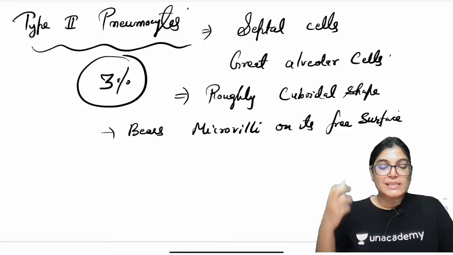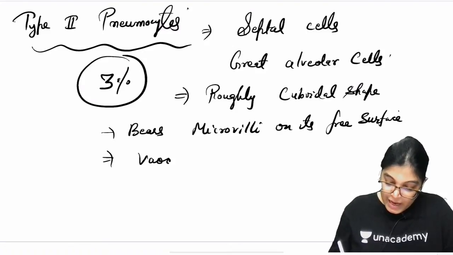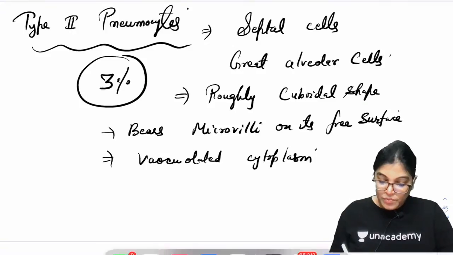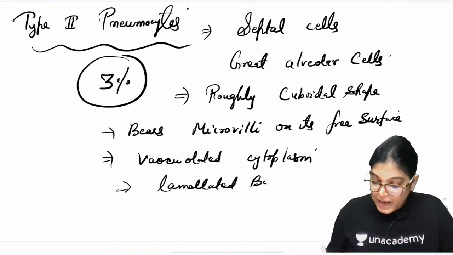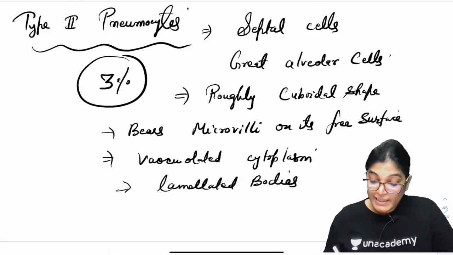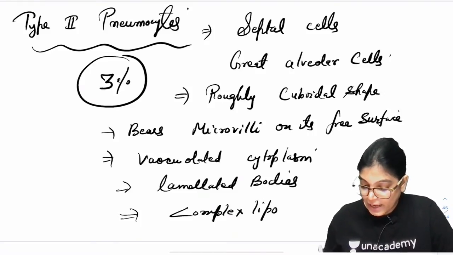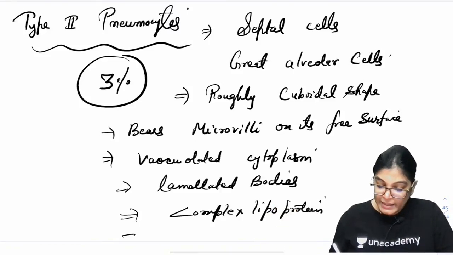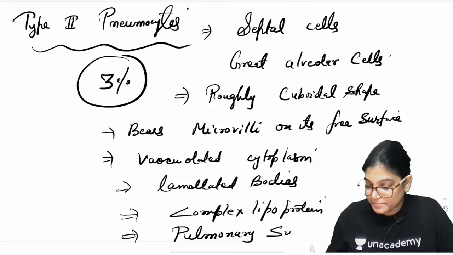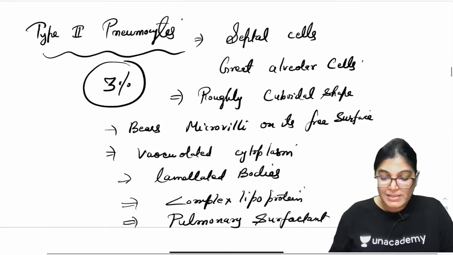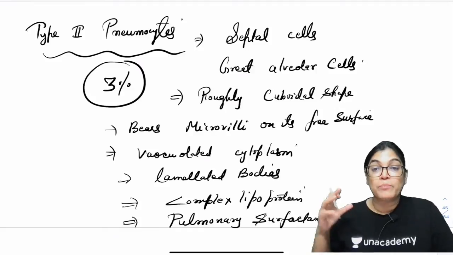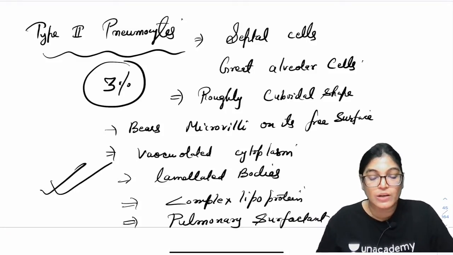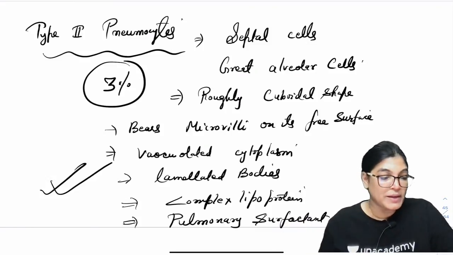If you look at the cytoplasm of the type 2 pneumocyte, it is vacuolated due to the presence of lamellated bodies, which contain complex lipoprotein. The function of this lipoprotein is that it spreads over the alveolar surface and forms pulmonary surfactant. And my dear aspirants, what is the function of pulmonary surfactant? It reduces the surface tension of alveoli and prevents the alveoli from collapsing during expiration. So this is the function of type 2 pneumocyte: forming pulmonary surfactant that lowers the surface tension and prevents the alveoli from collapsing during expiration.